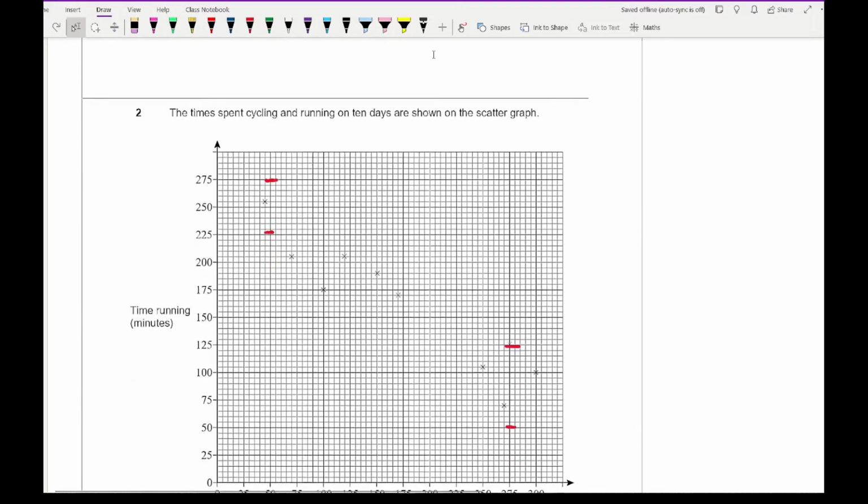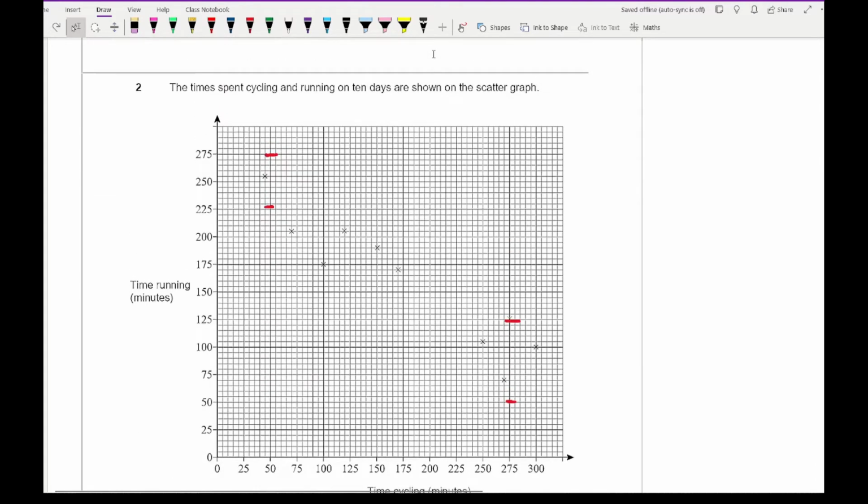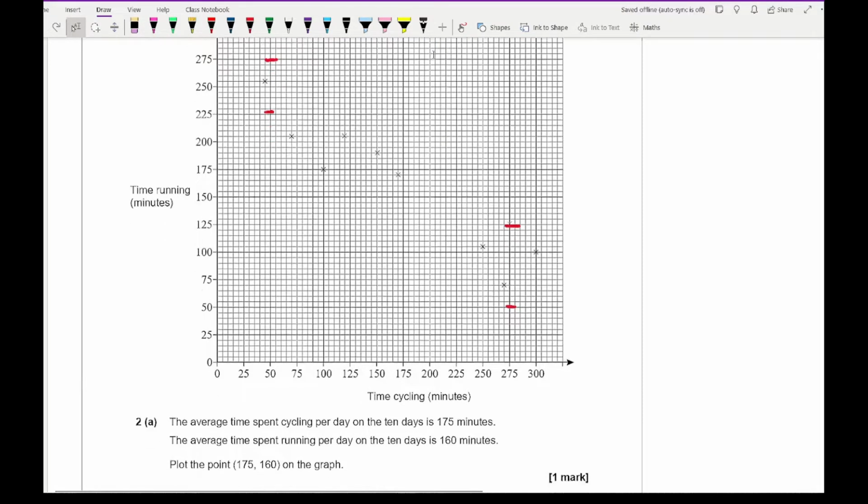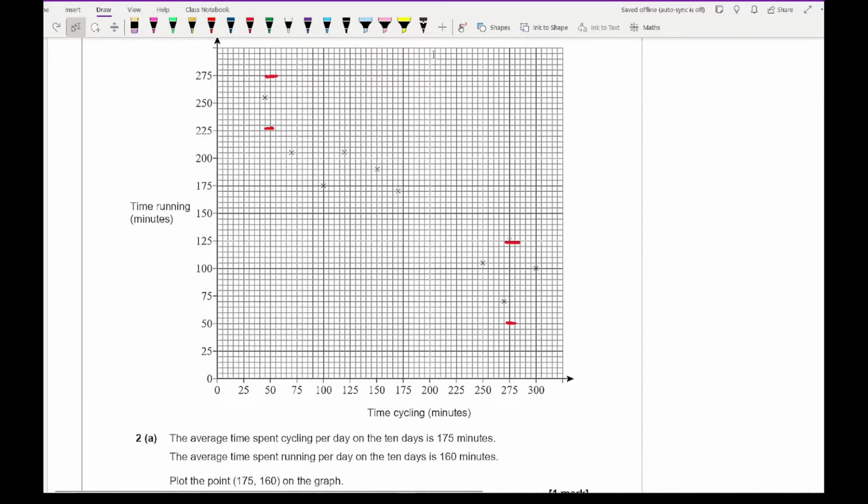Moving on to question 2, it says the time spent cycling and running on 10 days are shown on the scatter graph. And it says the average time spent cycling per day is 175. The average time spent running on the 10 days is 160. Plot the point 175, 160 on the graph. So here we're doing 175, which is here, and 160. Which is going to be, well, looking at the squares going up, each square is going to represent 5, so it's going to be here. And that is my point for A.